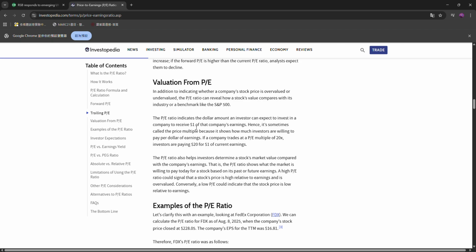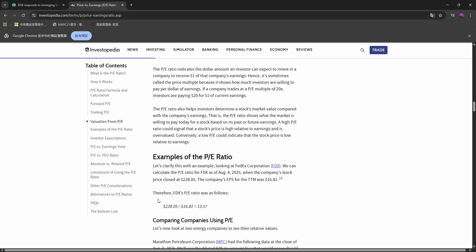The PE ratio also helps investors determine a stock market's value compared with its company's earnings. That is, the PE ratio shows what the market is willing to pay today for a stock based on its past or future earnings. A high PE ratio could signal that a stock price is high relative to earnings and is overvalued. Conversely, a low PE could indicate that the stock price is low relative to earnings.